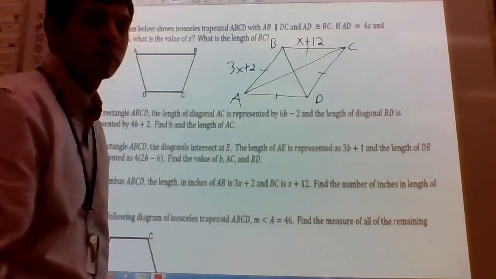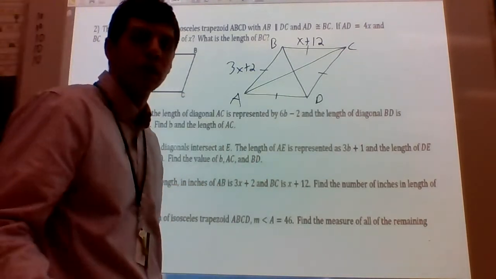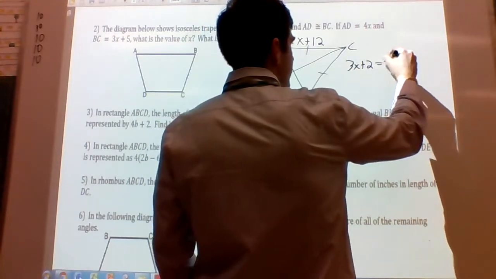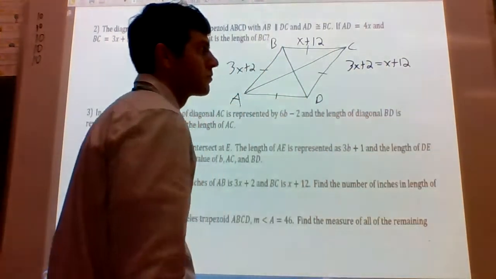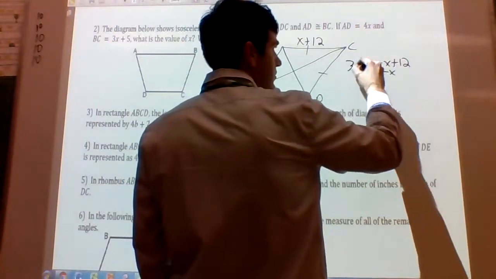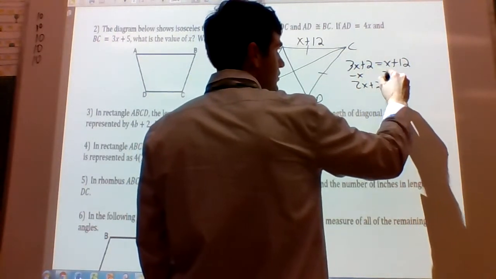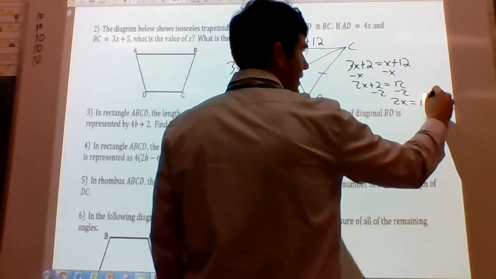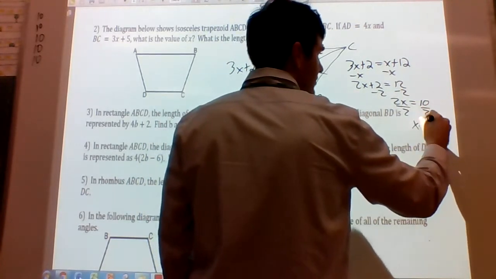Well, we know all the sides of a rhombus are congruent, so we know their lengths are going to be equal. So 3x plus 2 is going to equal x plus 12. Subtract x. 2x plus 2 is going to equal 12. Subtract 2 from both sides. 2x is going to equal 10. Divide by 2, we get x equals 5.